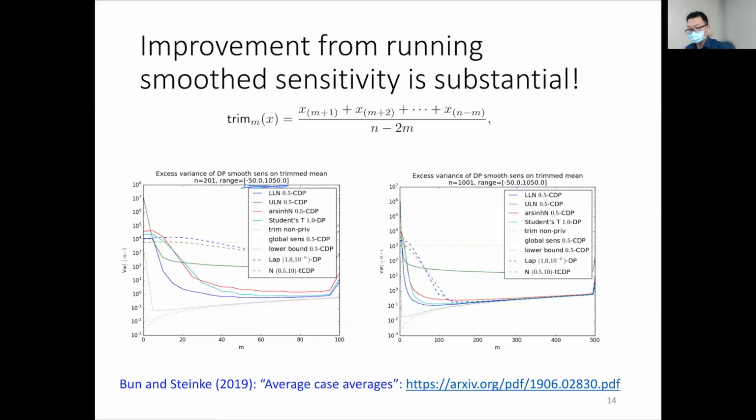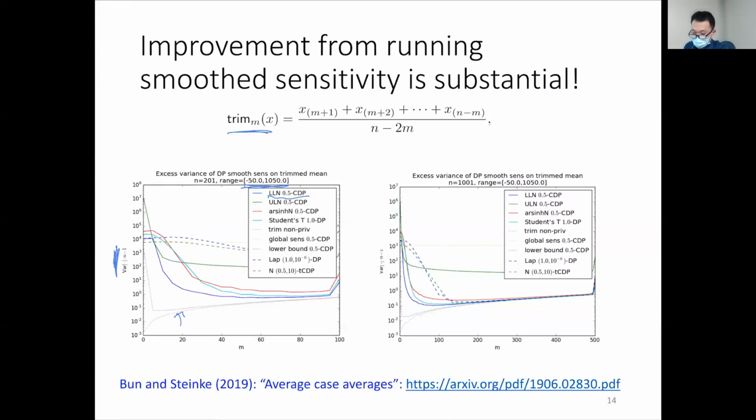So therefore the local sensitivity can be small, and then we can derive the smooth sensitivity algorithm for releasing the trimmed mean. What Bun and Steinke have shown is that this blue line is a Laplace log-normal with a parameter 0.5 on this CDP parameter, and the non-private version of the trimmed mean is this line. As you increase m, you see that the variance of the estimator gets slightly worse even for the non-private algorithm.